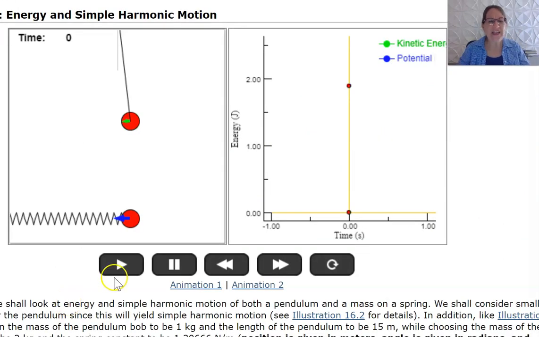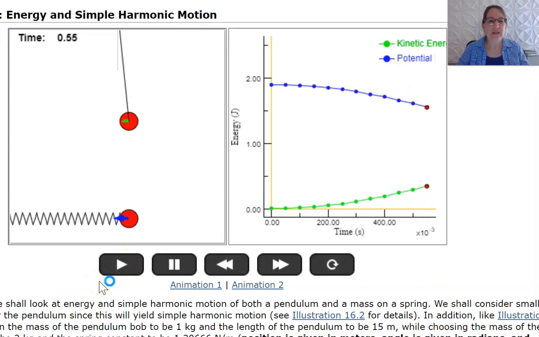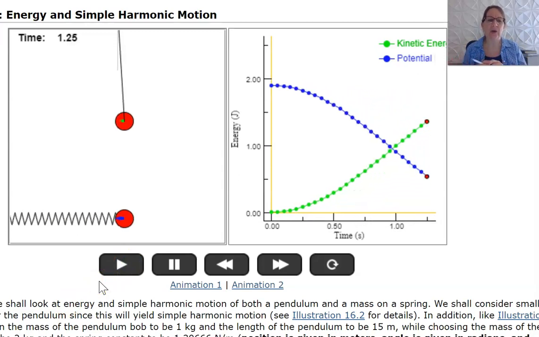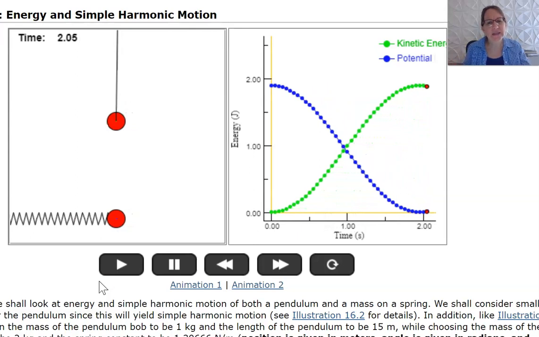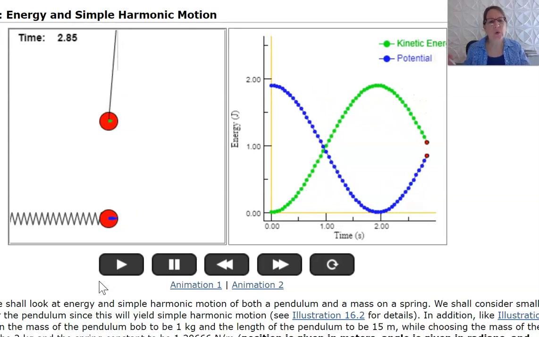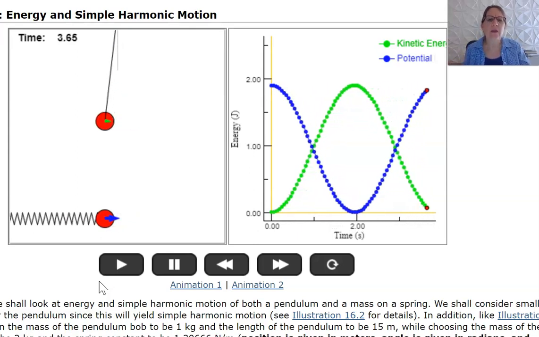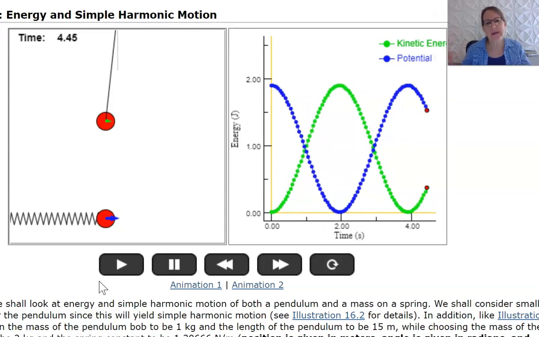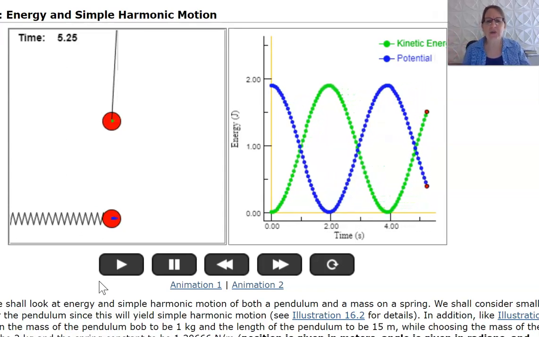Finally, another system that exhibits simple harmonic oscillation is a pendulum, at least at small angles. And so you can see here in this simulation where the pendulum is going back and forth, and the motion at the right is a plot of energy, which we'll get to in the next video.